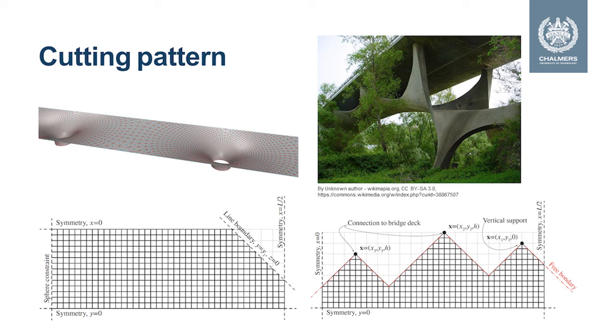Numerical form finding requires an initial grid or cutting pattern. And if we start with a regular grid, the verticals and the horizontals will map to principal curvature directions, whereas diagonals map to asymptotic directions. Therefore, any free cable must be defined as a diagonal line in the initial grid. To the left, the principles for the cutting pattern used for the shell in the previous slide are illustrated, and to the right, for a part of Menn's concrete shell bridge.